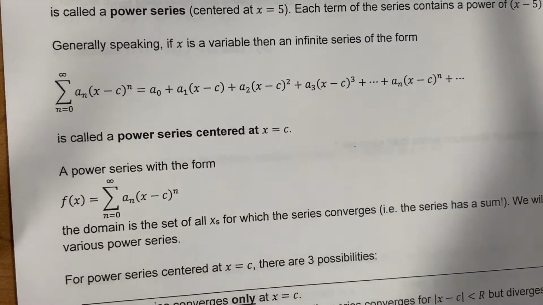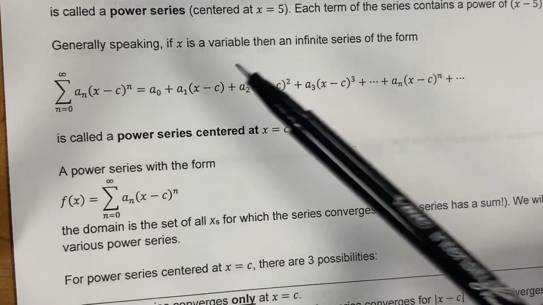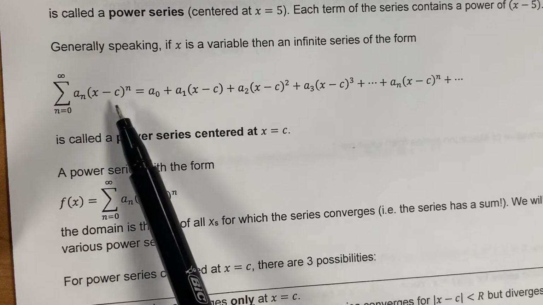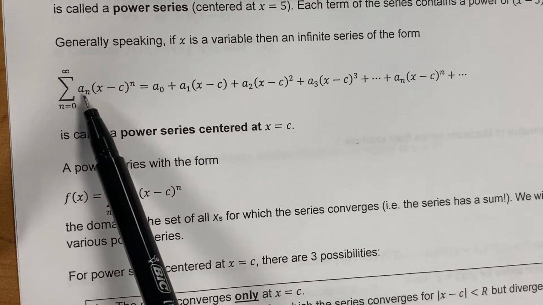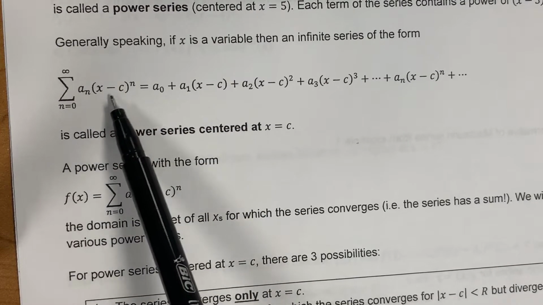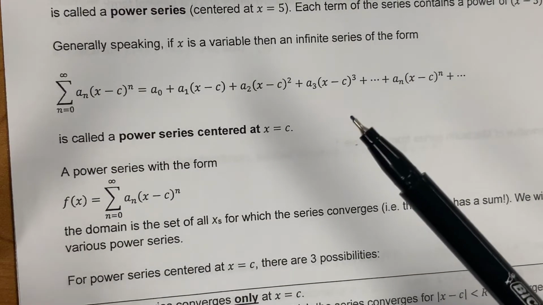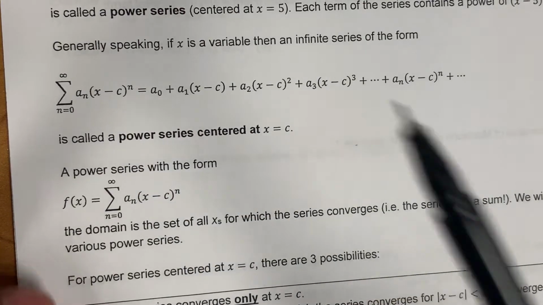Small thing is, this looks a lot like a geometric series because a geometric series is formed by multiplying by the same thing to get to the next term. So if we notice this a_n times (x minus c) to the n power, to get to the next term, we basically just multiply by x minus c.